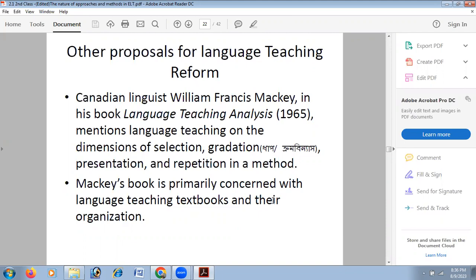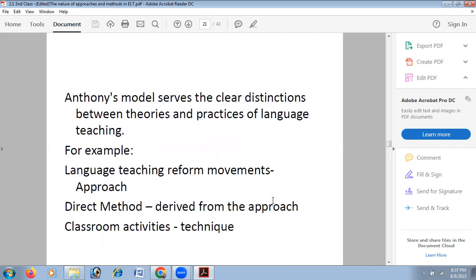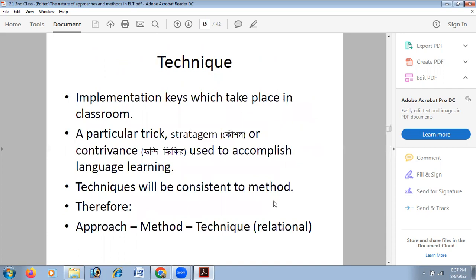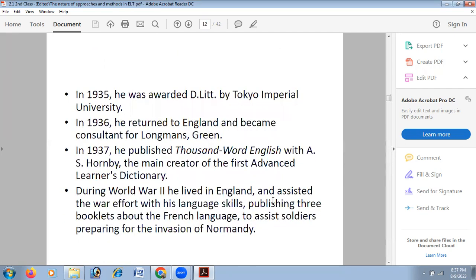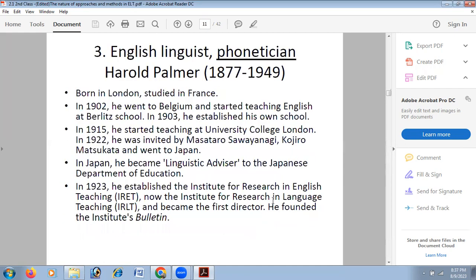In 1965, we have another proposal for language teaching reform. We have a Canadian linguist, William Francis Mackey, and in his book, Language Teaching Analysis, he mentions language teaching on the dimension of selection, gradation, presentation, and repetition in method. Up to this, there was Harold Palmer. He talked about the oral approach.